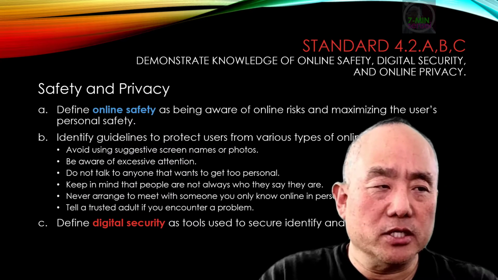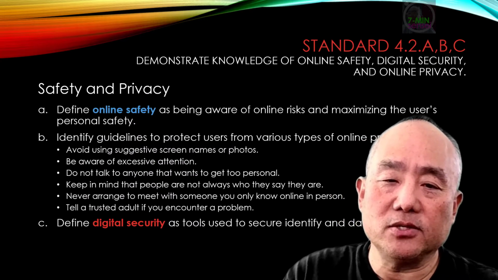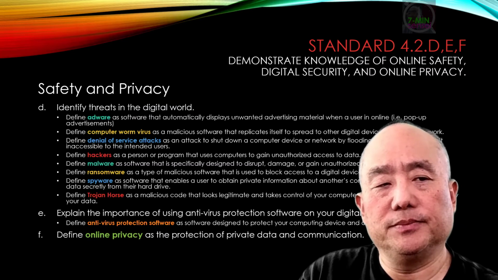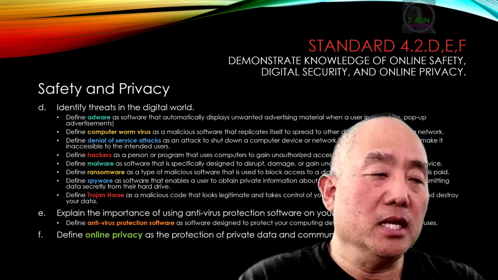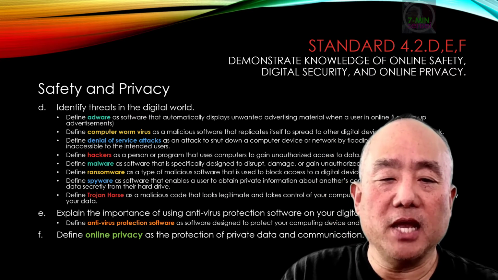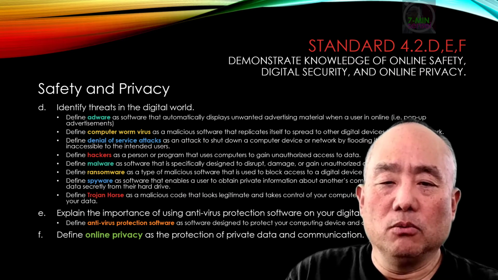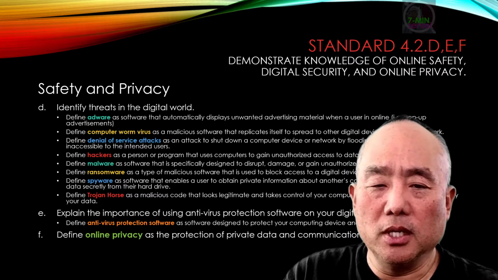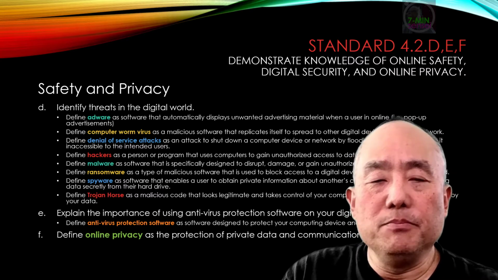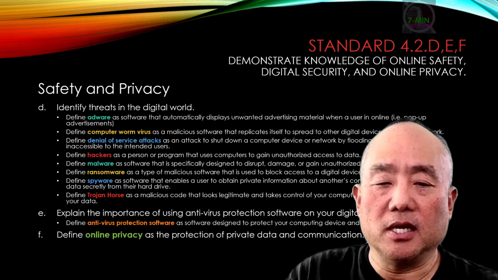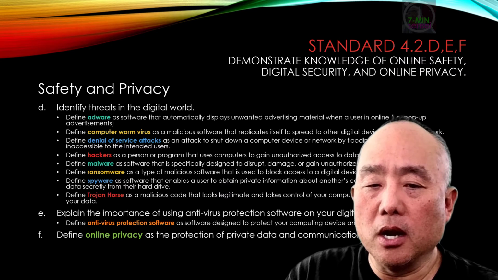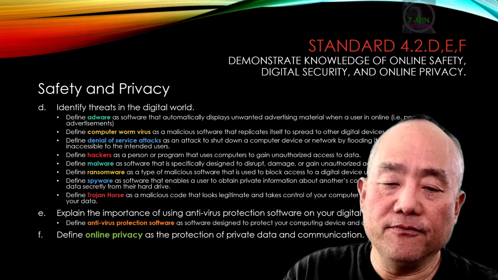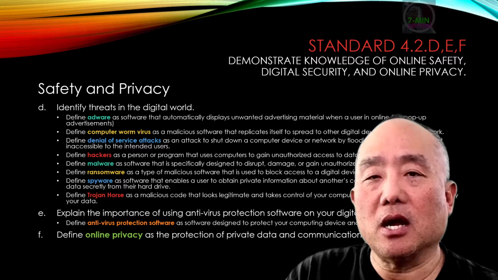In Standard 4.2.A, B, and C, we'll talk about online safety and digital security. Standard 4.2, D, E, and F. We'll talk about safety and privacy. We'll talk about the threats that you can find in the digital world, such as adware, computer worm virus, denial of service attacks, hackers, malware, ransomware, spyware, Trojan horse, antivirus protection software, and online privacy.